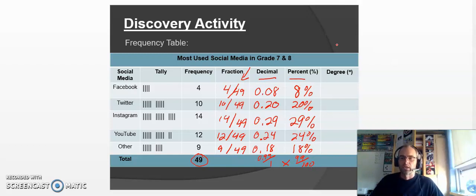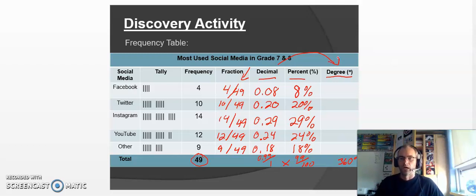Okay, so calculating now degrees, and this here is what we need to calculate in order to, by hand, create your circle graph. So degrees, what is a whole in degrees, or what is your full circle? Well, your full circle is 360 degrees. That's the whole. So we're basically going to be calculating parts of this whole to graph.